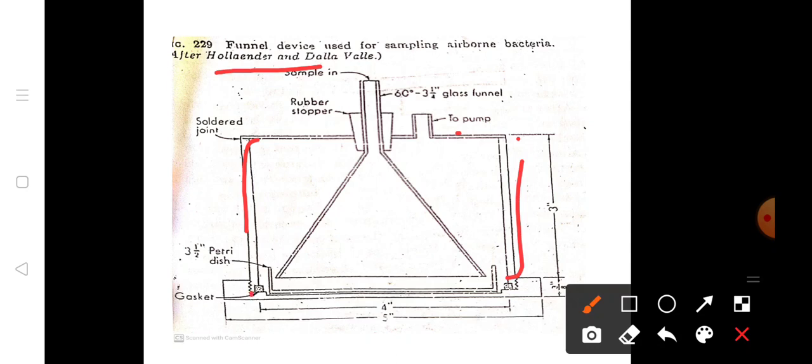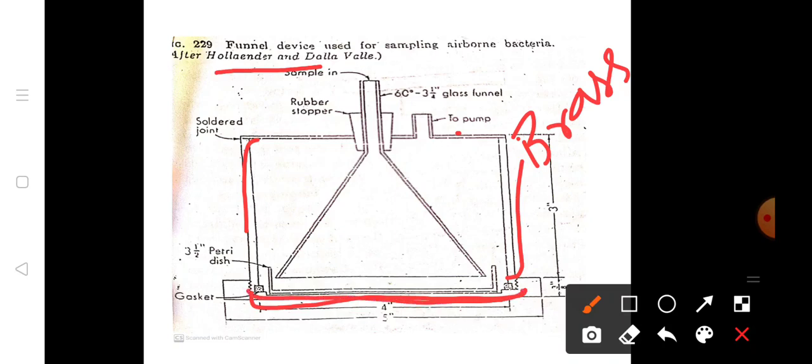Here is the bottom, and it is removable, we can remove this bottom. So this entire container or sampler is made up of brass and consists of a removable bottom. The bottom we can remove.